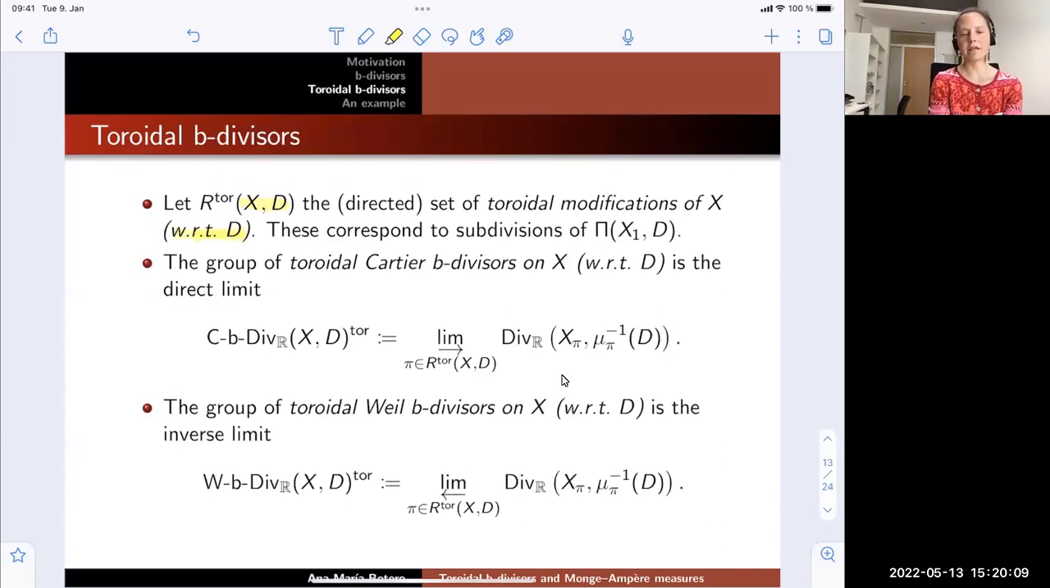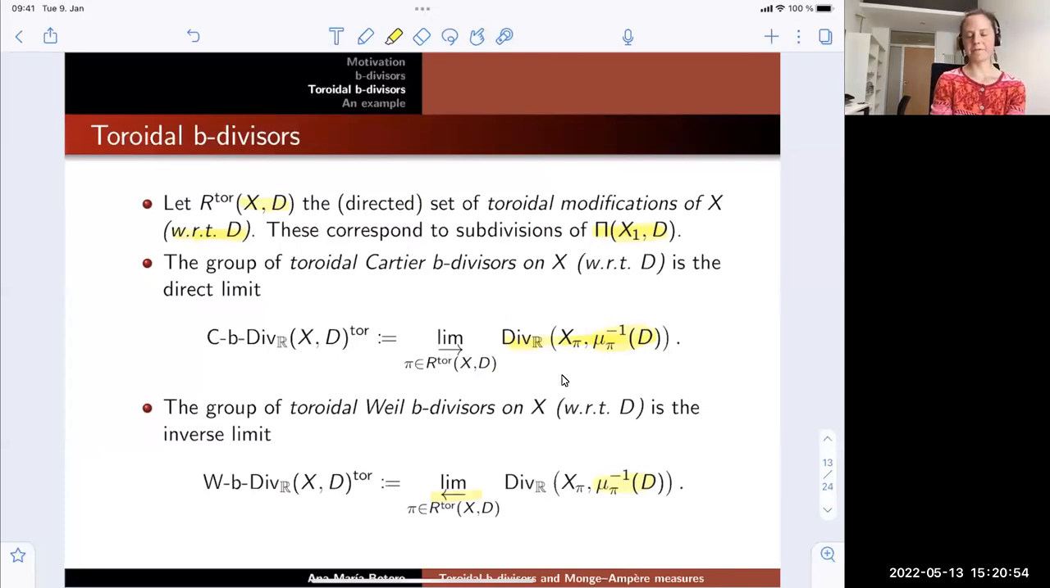So roughly, you can just blow up closed strata, and then these correspond to the subdivisions of your conical polyhedral complex. And then the group of toroidal Cartier b-divisors with respect to this toroidal structure is defined as the direct limit over all such toroidal modifications of the space of divisors with real coefficients supported on this boundary. And the group of toroidal Weil b-divisors on X is then the inverse limit with respect to the push forward maps of divisors supported also on the boundary.